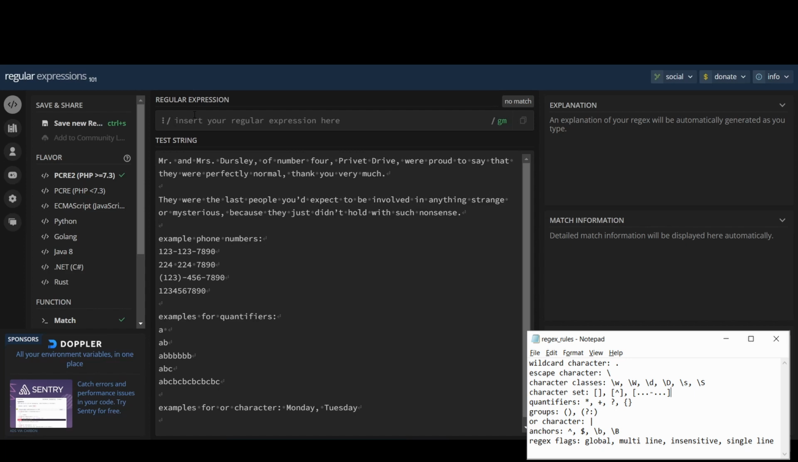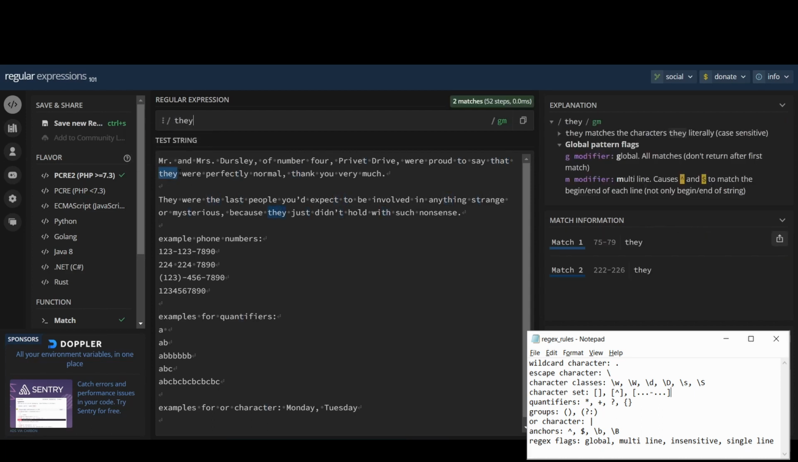The easiest regular expression is simply the literal text. For example, I can type they. As you can see, the website automatically highlights the matches for you. From here, we can easily visualize that there are two matches. But also on the right, we can see the match information. Here again, we can see that we have two matches. Not only that, we can also see the spanning indexes of this string that corresponds to each match.